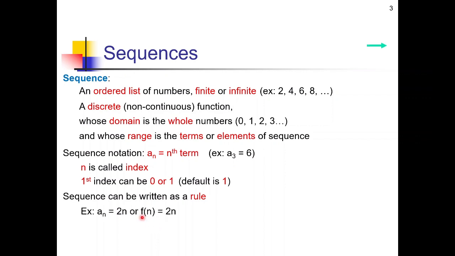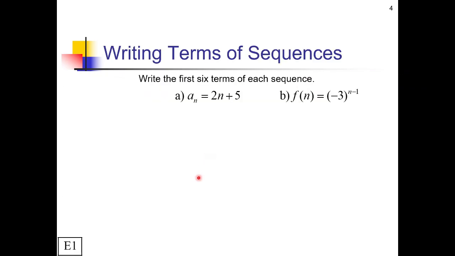We could say f of n equals 2n, and that would be another way of expressing this. Speaking of rules, that kind of segues into our first example here. So we're being given two rules for two different functions. We've got a sub n equals 2n plus 5, and f of n equals negative 3 to the n minus 1. And they're basically asking us to write the first 6 terms of each of these sequences.